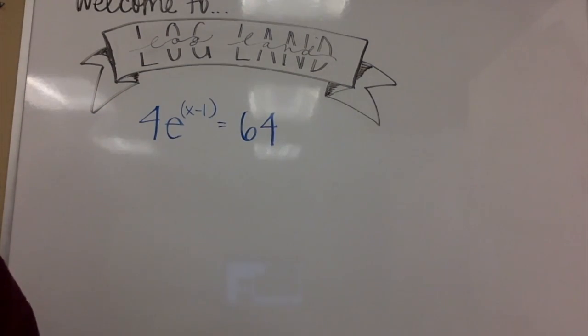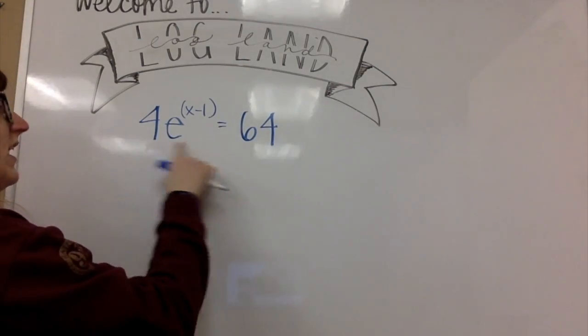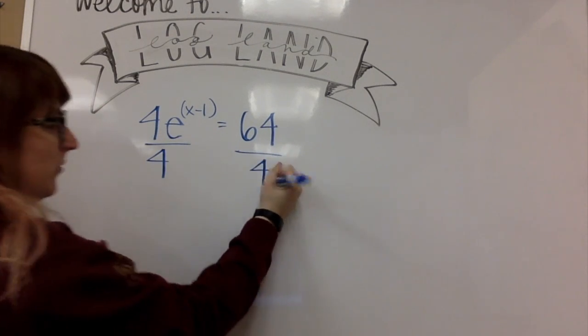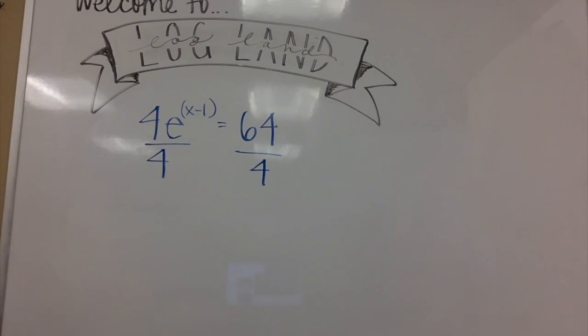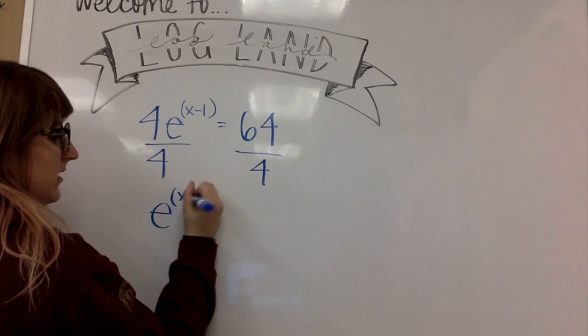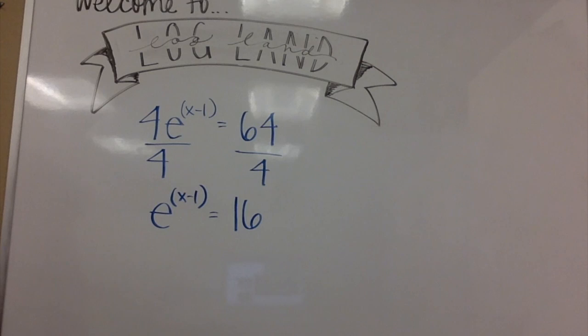For this next equation, I have e that I need to get rid of to solve for x. So first thing I want to do is I want to isolate my e, and to do that, I'm going to divide both sides by 4. Kind of like on the other one, how we wanted that one single natural log expression, we want to do that here as well. So I'm going to have e to the x minus 1 equals 64 divided by 4, which is 16.